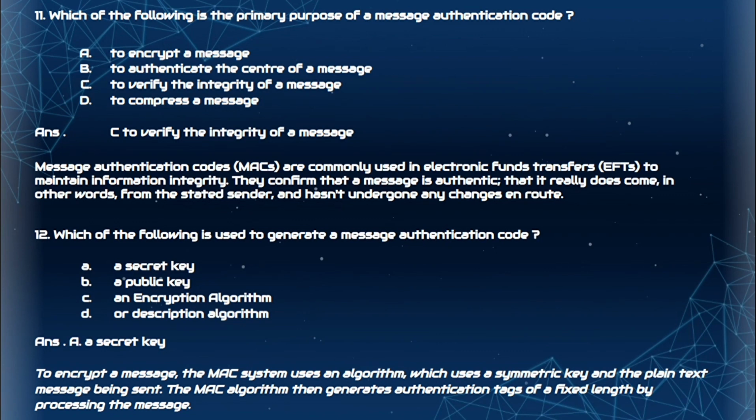Question number 12. Which of the following is used to generate a message authentication code? So the answer is a secret key. To authenticate a message, the MAC system uses an algorithm which uses a symmetric key and the plain text message being sent. The MAC algorithm then generates authentication text of a fixed length by processing the message.